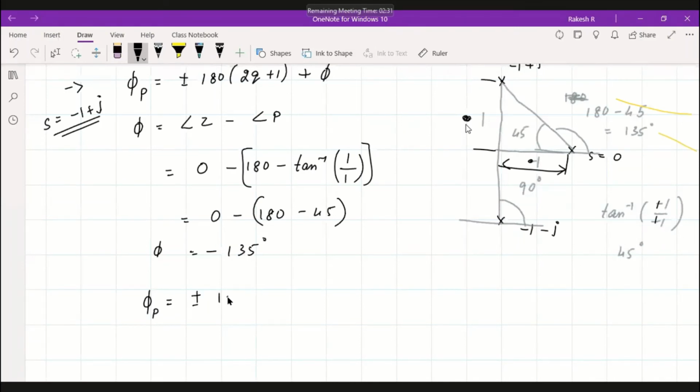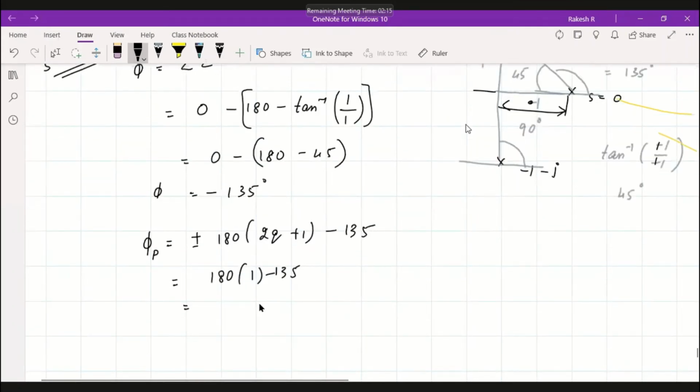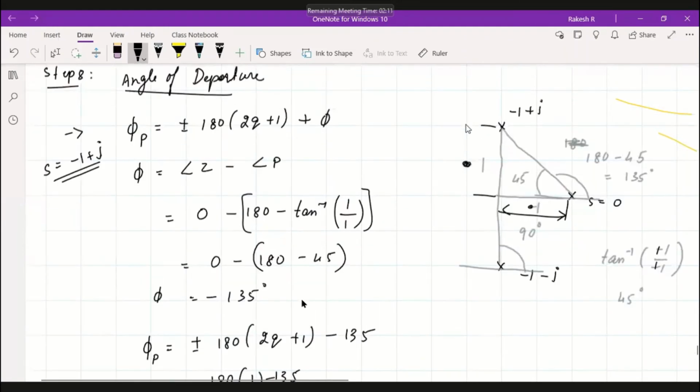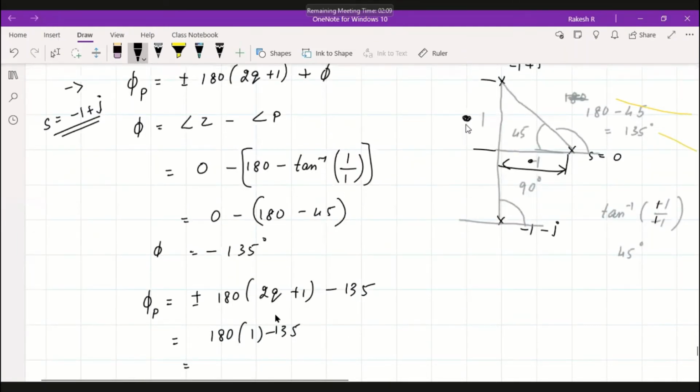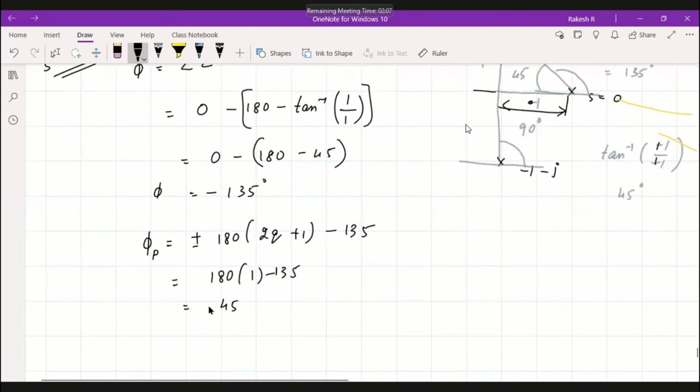So this is plus or minus 180 into (2q plus 1) minus 135. Substitute the value of q equals 0. You will get 180 into 1 minus 135. How much? 45, sir. Yes, this will be plus or minus 45 degree here, right?